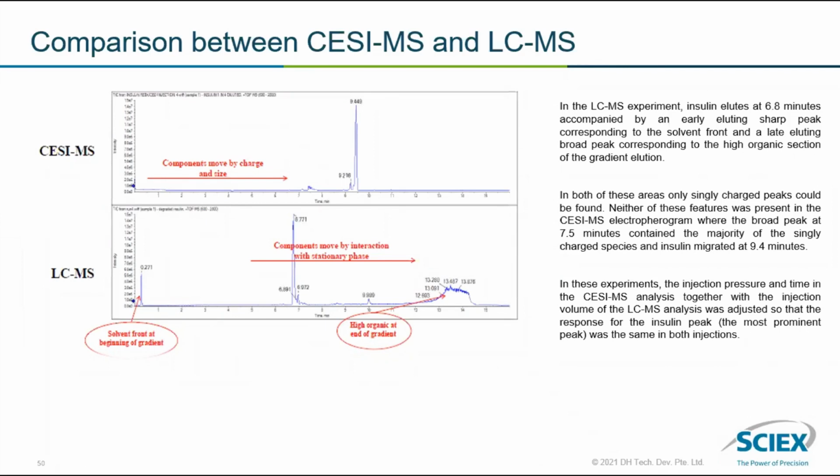When you see the CESI profile, it's a clean profile, and here the separation is based on charge and size. So what we get here is the insulin peak, which is a major peak coming around 9.44. And then you can also see various small peaks. We will talk later about these small peaks, but these are degradation products of this insulin molecule.